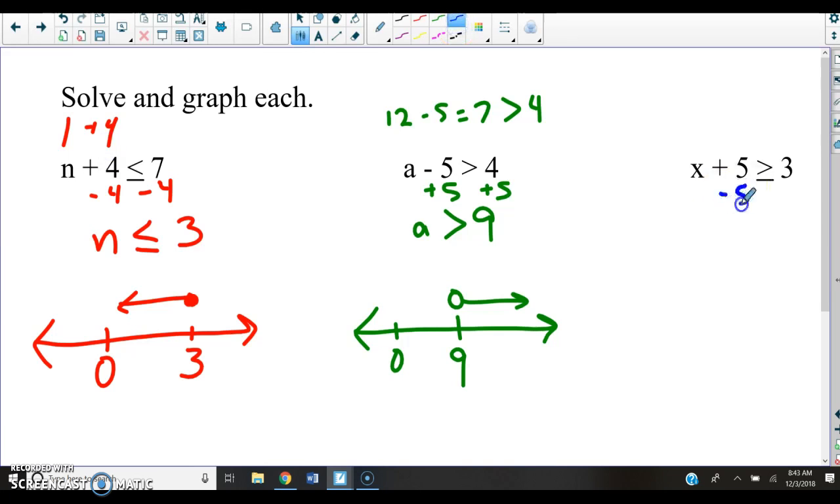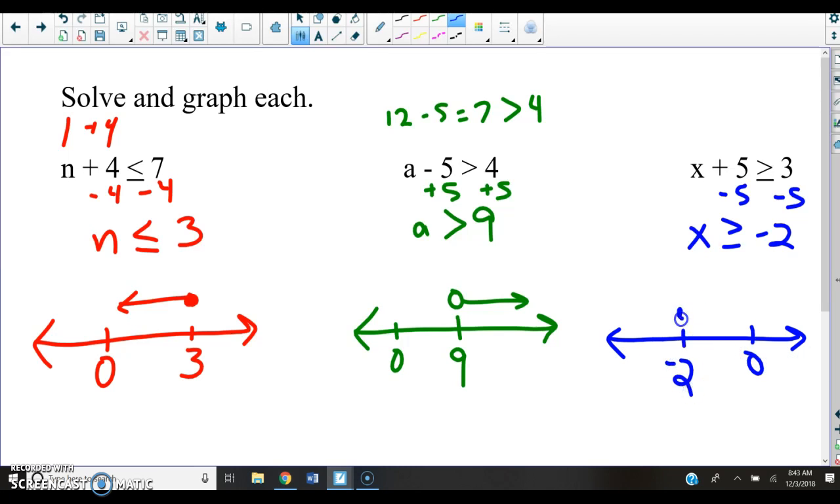And the third example, we subtract 5 from both sides. So my numbers are greater than or equal to -2. Okay, so or equal, greater than, bigger than, going to the right. And we can pick a number. If we put 0 in for x, 0 plus 5 is greater than 3.